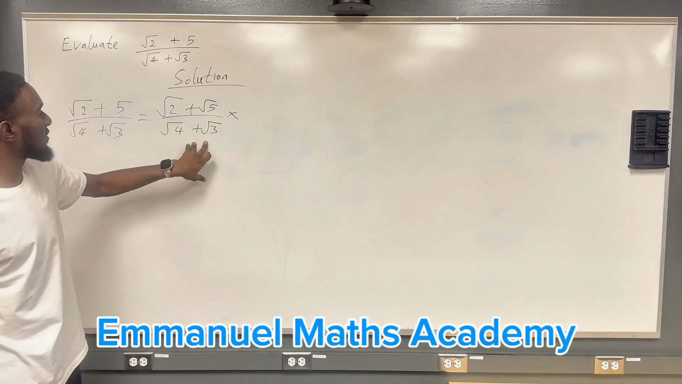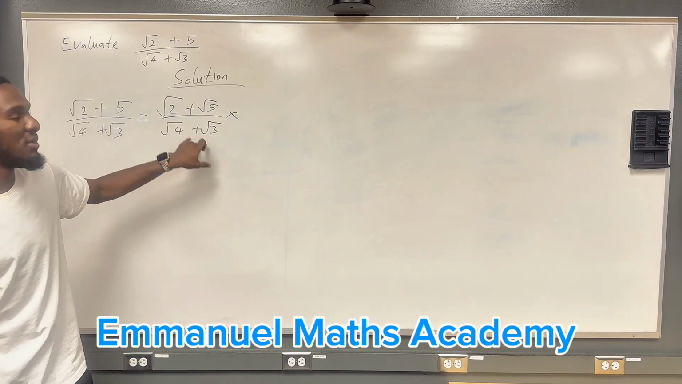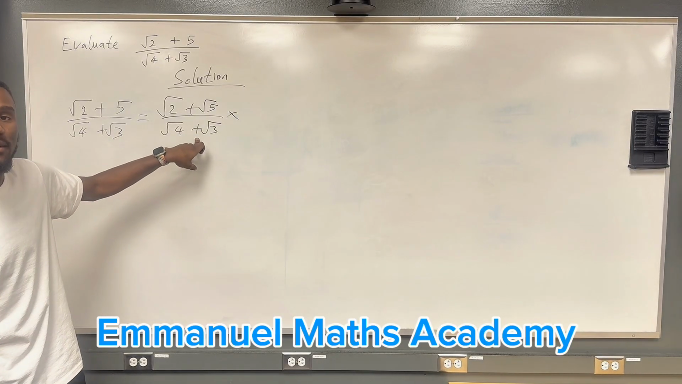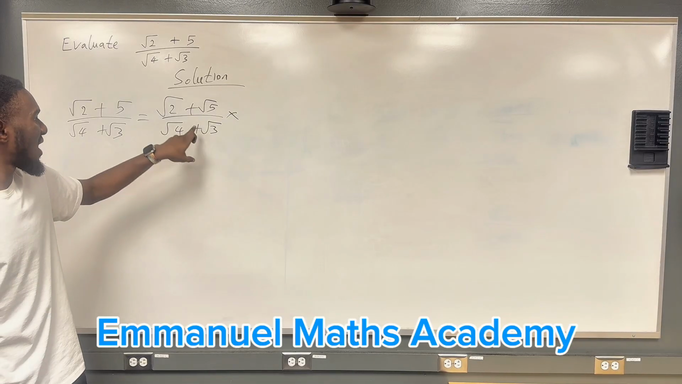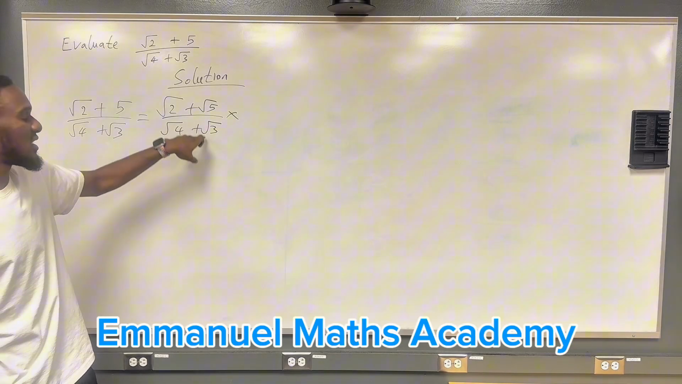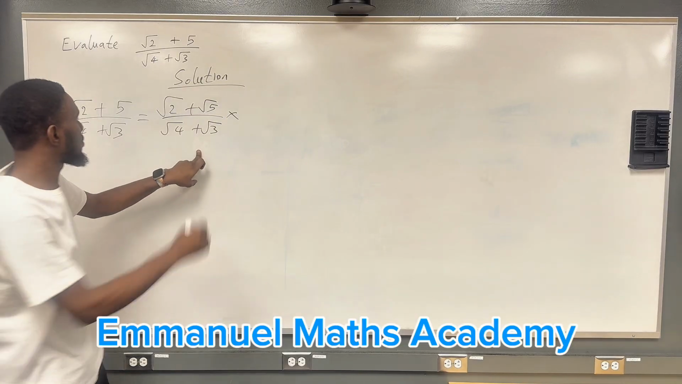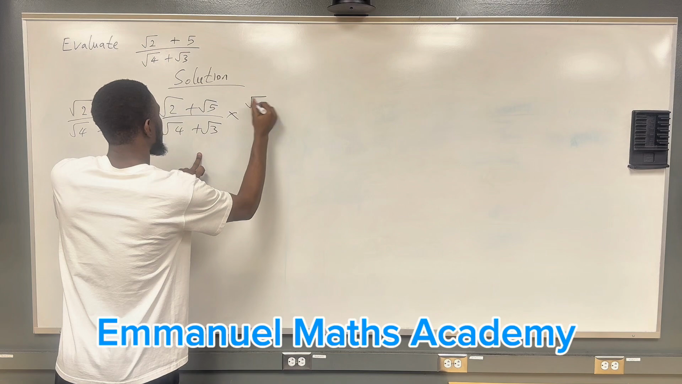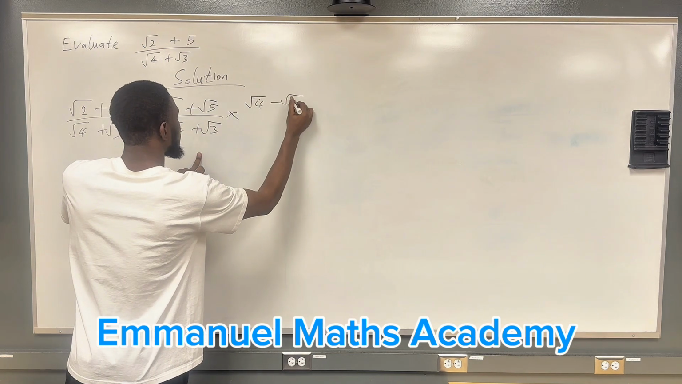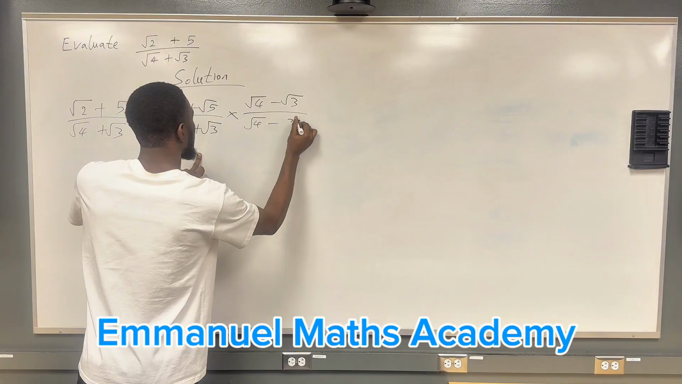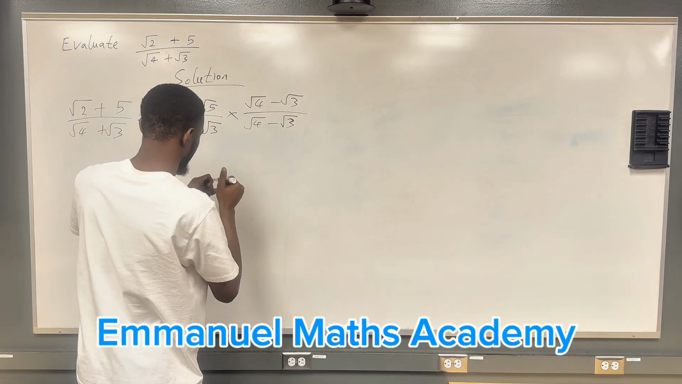The conjugate of this is the denominator, right? Then you have the inverse of the sign. That means we are having plus here, so you have minus. Had it been minus, we change it to plus. So we multiply by the conjugate, which is root 4 minus root 3 over root 4 minus root 3.